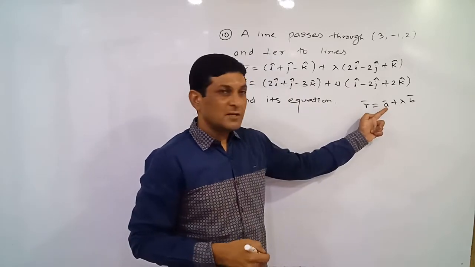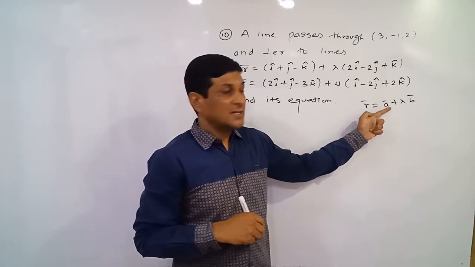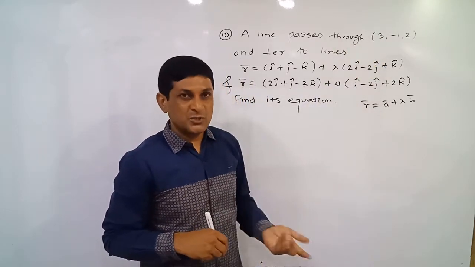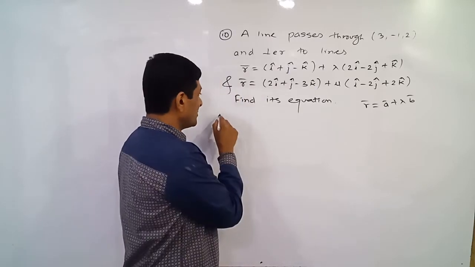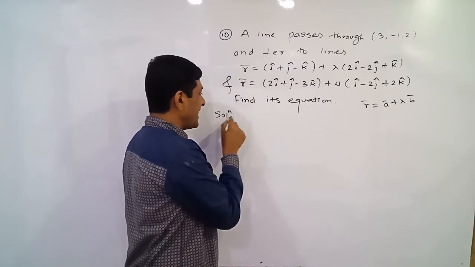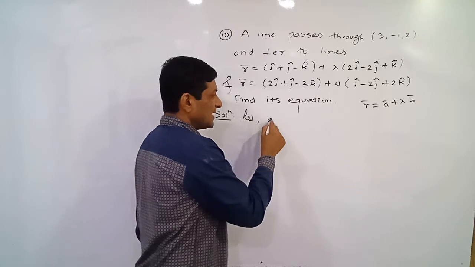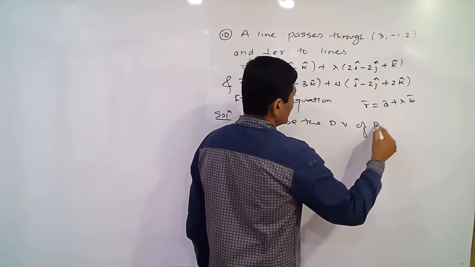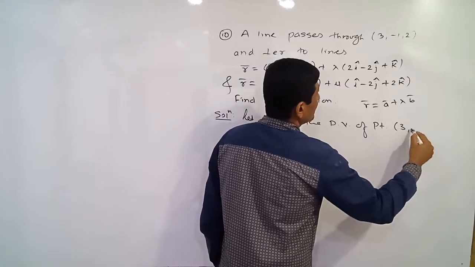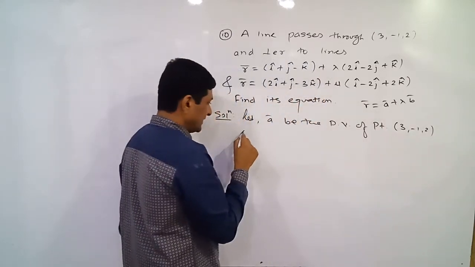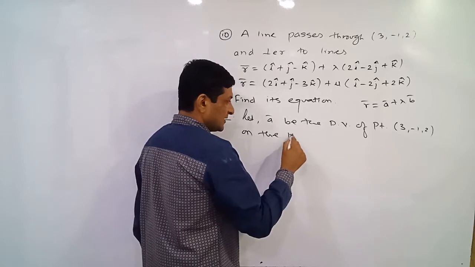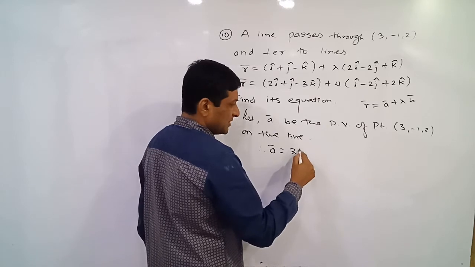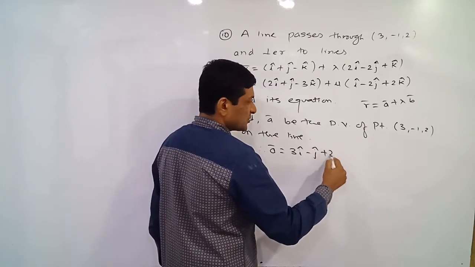What is a bar here? Position vector of one point on the line. So coordinate of one point on the line is given to us. Using it, we are able to find the position vector of a point. So let us denote the position vector of that point by a bar. So let a bar be the position vector of point. What are the coordinates of the point? 3, minus 1, 2 on the line. From the coordinates of this point, we can say that the value of a bar is equal to 3i cap minus j cap plus 2k cap.